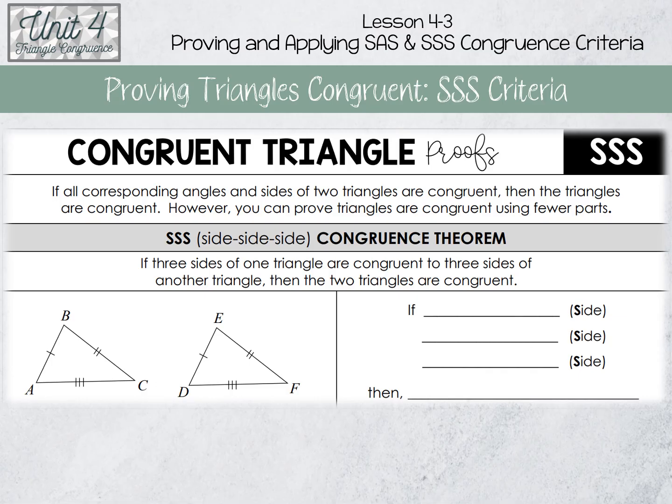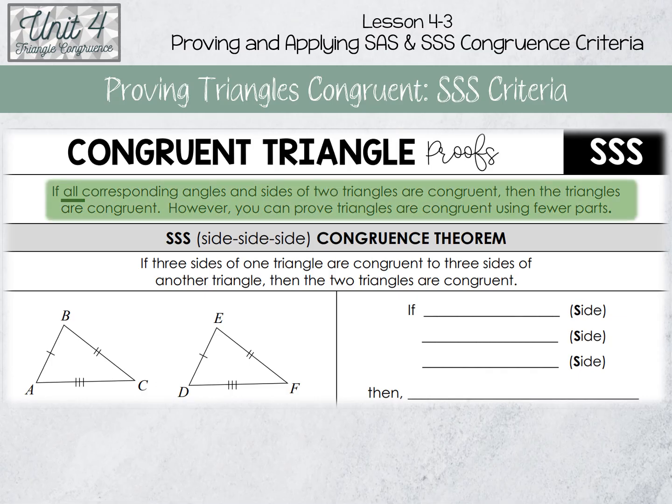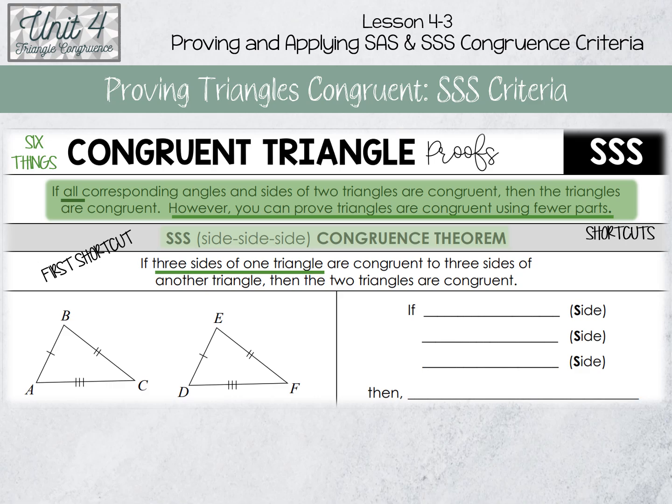Proving triangles congruent, SSS criteria, congruent triangle proofs. If all corresponding angles and sides of two triangles are congruent, then the triangles are congruent. However, you can prove triangles are congruent using fewer parts, shortcuts. Otherwise, there's 6 things. First shortcut is side, side, side congruence theorem. If 3 sides of one triangle are congruent to 3 sides of another triangle, then the 2 triangles are congruent.